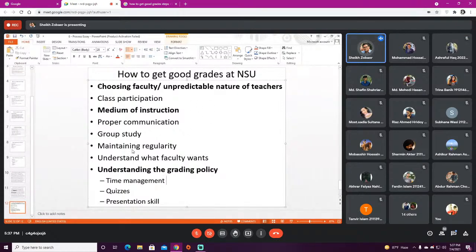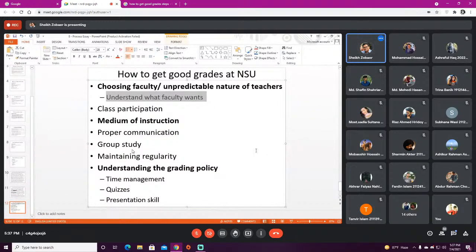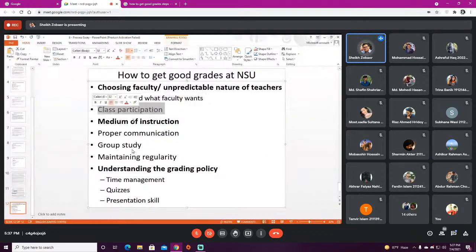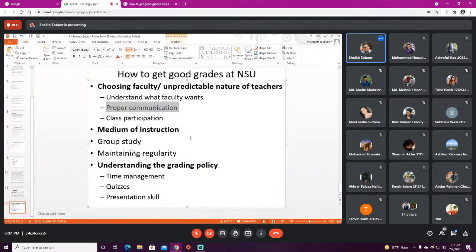what points can we fit under choosing faculty? So of course, I can already see that this is going to be there. This is probably the most relevant secondary point under the faculty section. Class participation will also go there. Exactly. Proper communication will also go there. Great. So medium of instruction. And we have 2 more points remaining. Group study and maintaining regularity. So they don't seem to fit in here, or do they?